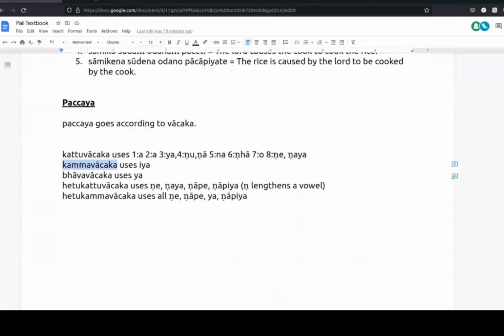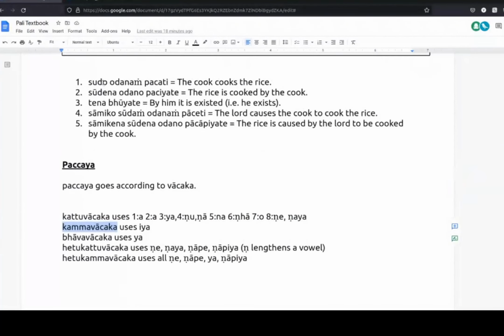If it's kamavachika, so if it's a passive sentence, remember kamavachika is where you'd say something like sudena odano pachyate. And then for pachyate, you don't add the ordinary, the 8 groups. You instead add always iya. So that's why you get pachiyate instead of a. Here you'd get pach is just it's from the first group. First group adds a, but only for katuvajika. So if it's a passive sentence, like the rice is cooked by the cook, you add this instead.